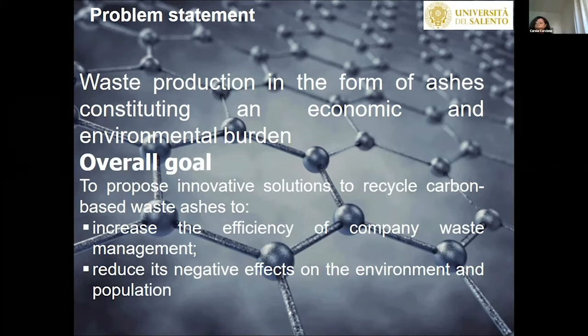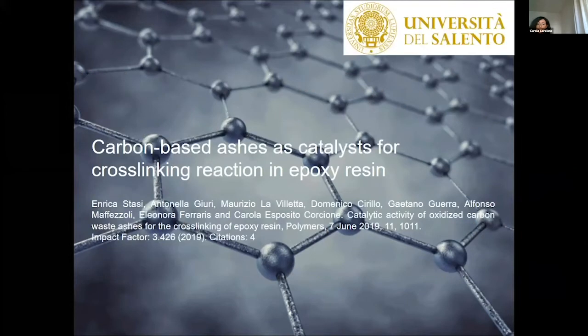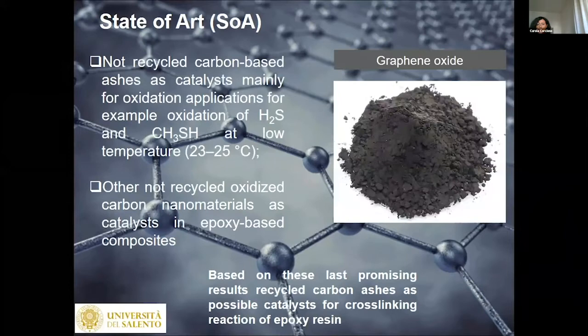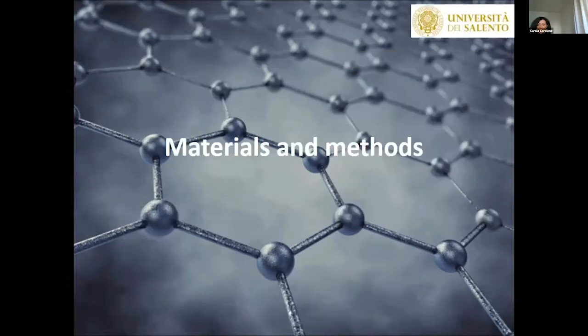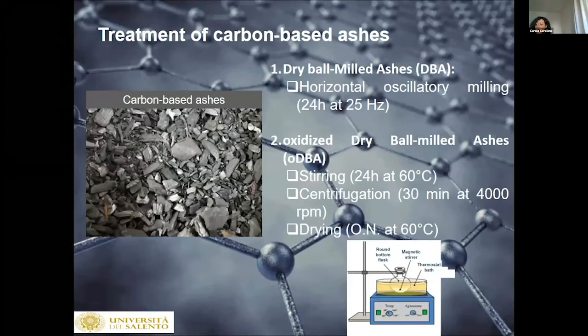I want to tell you that we prepared two different types of filler from the carbon-based ashes produced by the company. The first kind of filler we call DBA. For obtaining the DBA filler that you can see in this slide, we milled the ashes for 24 hours by using a horizontal oscillatory mill operating at 25 Hz.